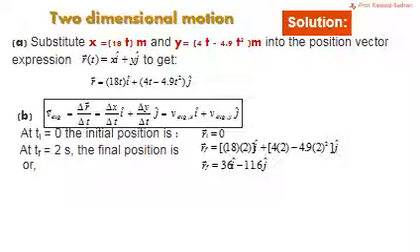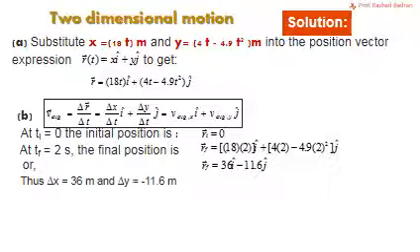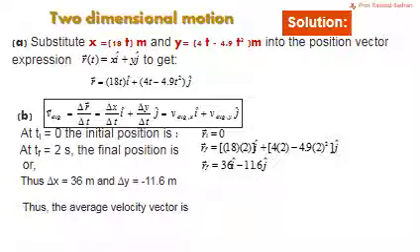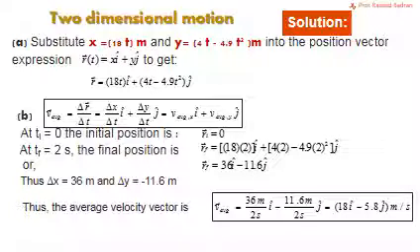Then finding delta r is r final minus r initial, where r initial is 0. This means that delta r is equal to r final, and delta x is simply 36 meters, and delta y is minus 11.6 meters. Now, to find the average velocity, just divide delta r by 2 seconds. You're going to get the answer of 18 i hat minus 5.8 j hat meters per second.